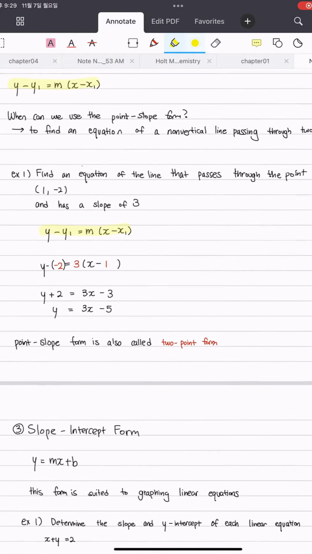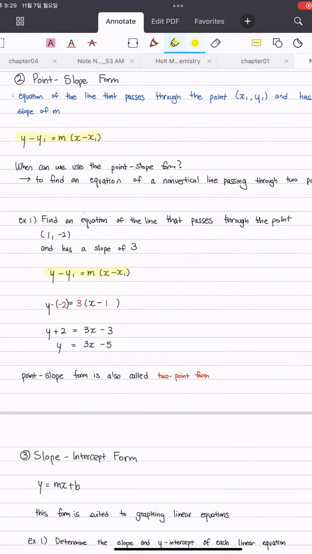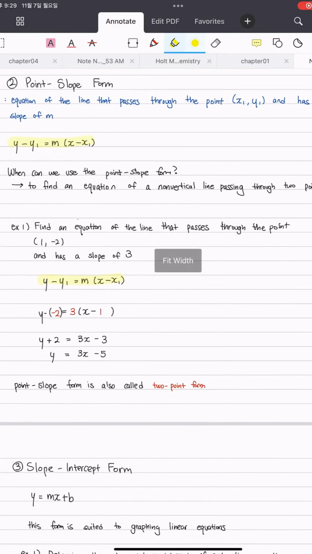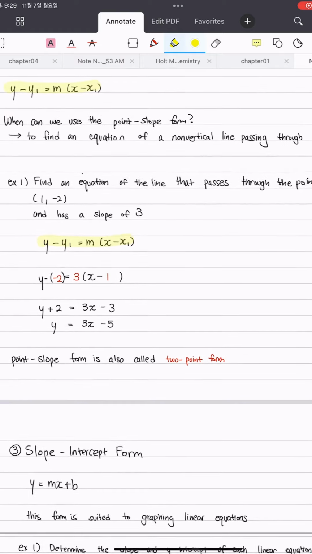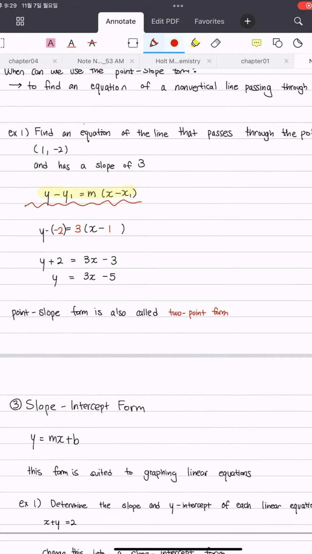Let's look at an example. This example is asking us to find an equation of the line that passes through the point (1, -2) and has a slope of 3. This kind of question is when we can use the point-slope form to figure out the equation. This is the base that we are going to use, and we can apply it to the numbers here.